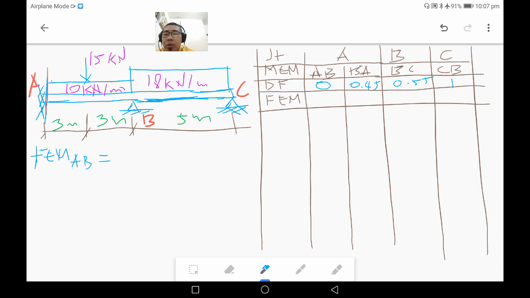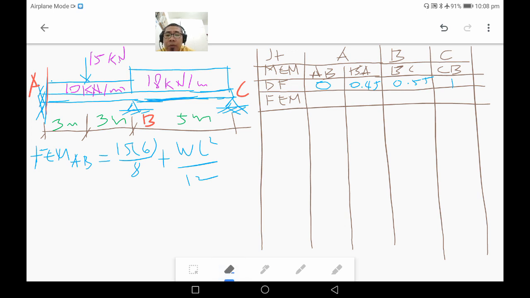So, for this one, yung 10 kilonewton per meter, ang formula niya is WL squared over 12. Gawin ko munang negative or positive yan. Pares lang yan. Yung isa positive, i-positive lang natin. So, kung positive yan, that is 15. Yung dito muna, this one is WL squared over 12, pero this one is PL over 8. For 15, P natin is 15, L is 6, divided by 8, plus WL squared over 12. Ayun yung formula.